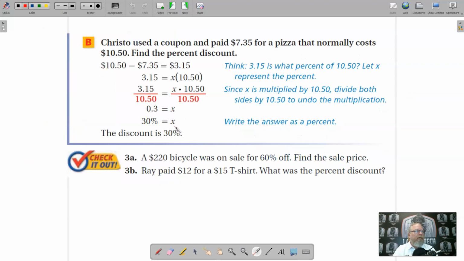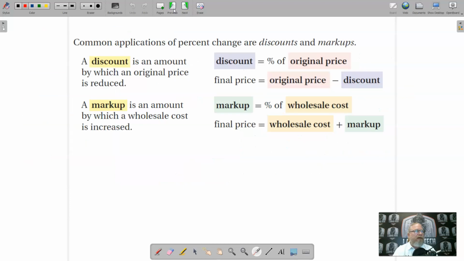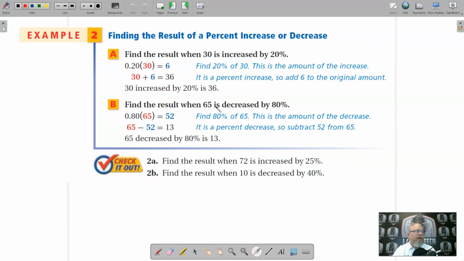Now, in this one, I think they're going to show us the way that is actually easier. Remember I said there's a couple ways that were easier. This one here we had about discounts, and there's an easier way to do markups. If we look back here, markups where something was increased, we found out what the percent was, and then we added it to the original amount to get that. Well, check this out.